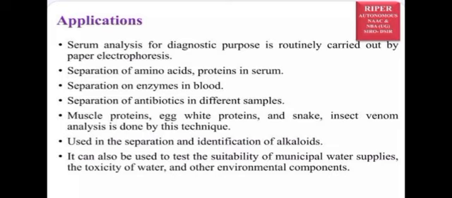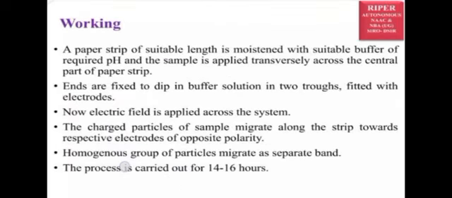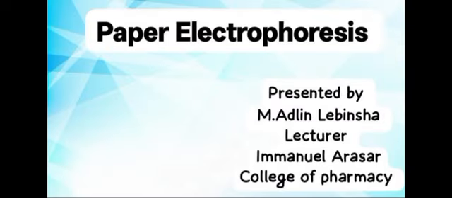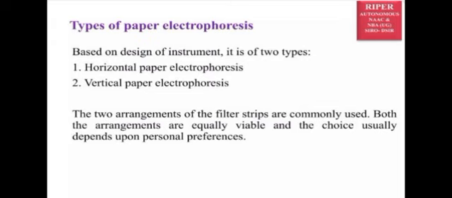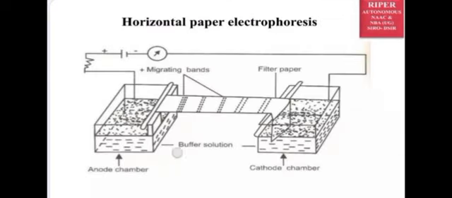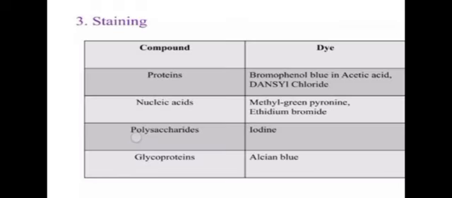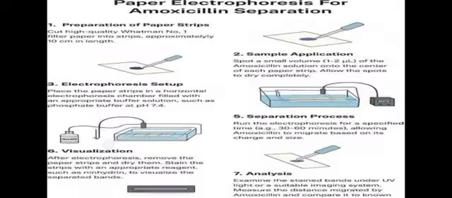Today we saw the introduction to electrophoresis. Next, we saw the introduction to paper electrophoresis. Then we saw the types of paper electrophoresis. Based on voltage applied: low voltage and high voltage paper electrophoresis. Based upon the design of the instrument: horizontal and vertical paper electrophoresis. Next, the working of paper electrophoresis, staining compounds, and paper electrophoresis for amaxylin separations.